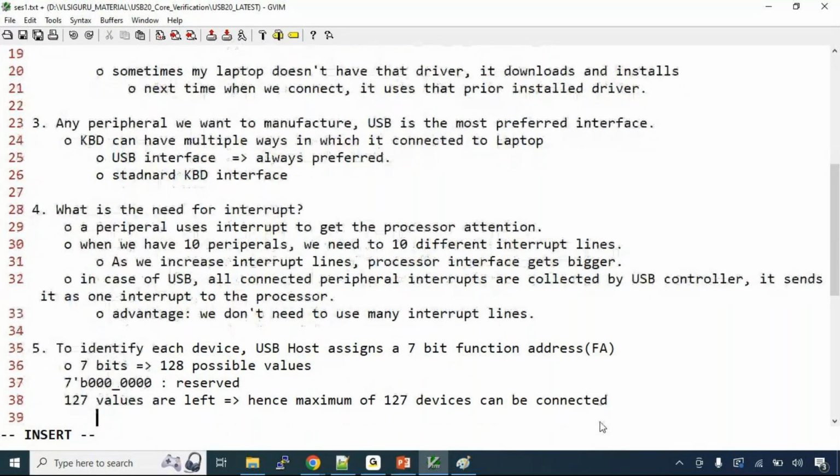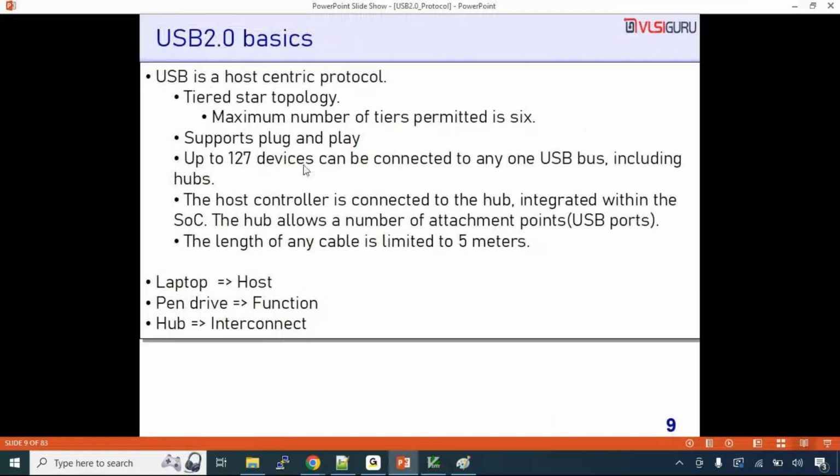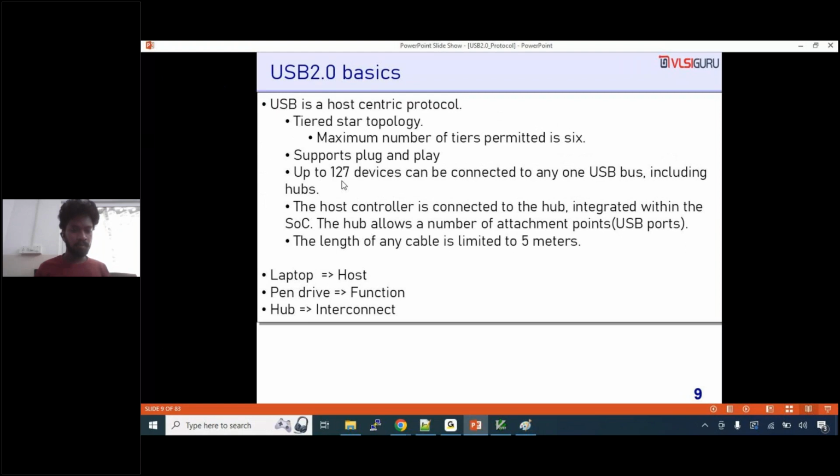See, a hub is also counted as one device. Any hub that you connect also becomes one device. That is how up to 127 devices can be connected into any one USB bus. You may ask, is there really a need to connect 127 devices? Do you think in your laptop or any complex requirement, there will be a need to connect 127 different devices into a laptop?